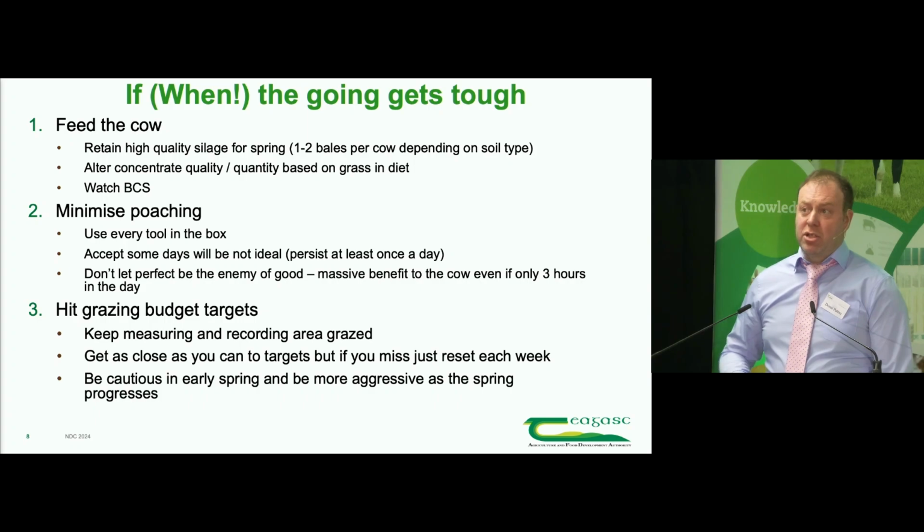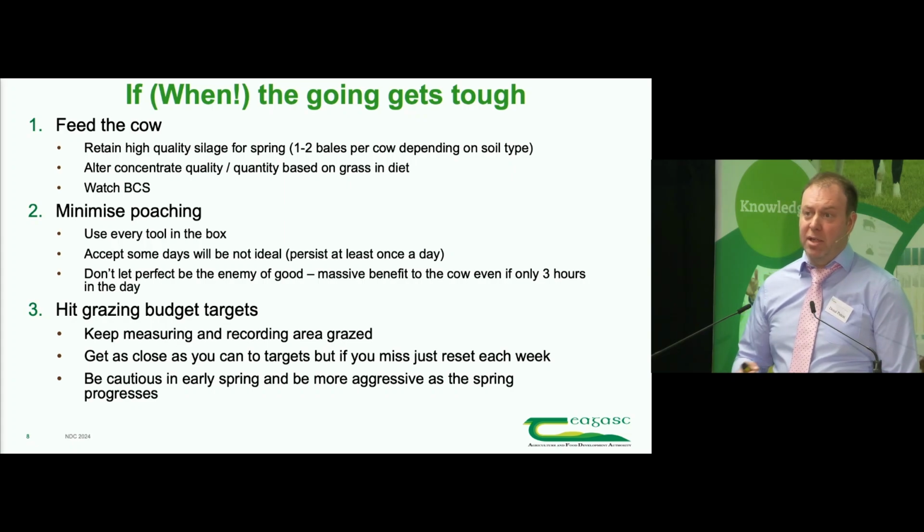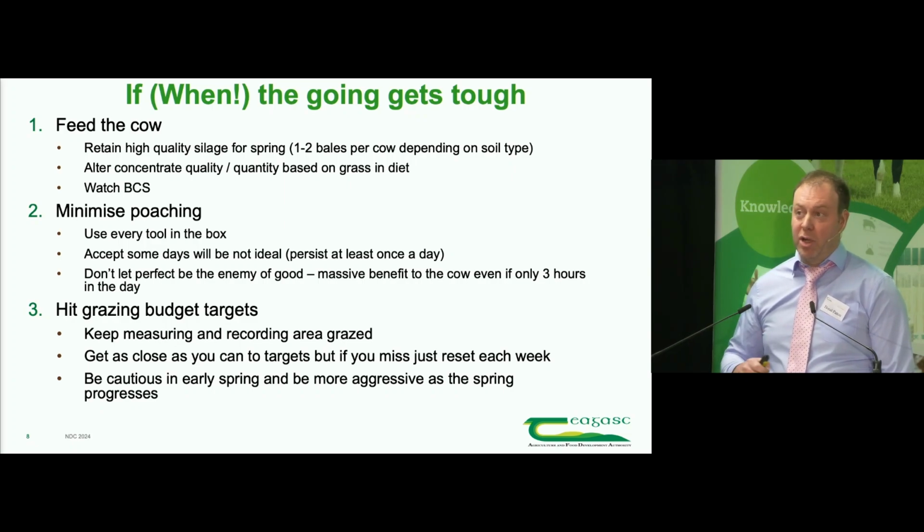Look, Anya has mentioned it, and I'm going to mention it a couple of times, the reserve of high quality feed. We're talking about 75 DMD plus silage with good high protein. It's a bale per cow to 2 bales per cow, depending on your soil type. On some really difficult farms, it needs to be maybe even more than that. But we need to have that reserve sitting there.